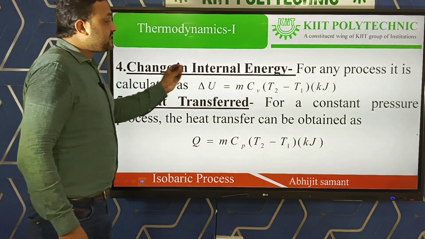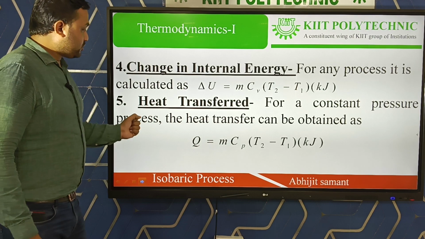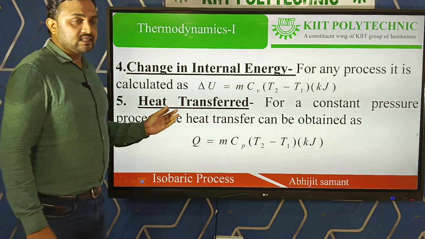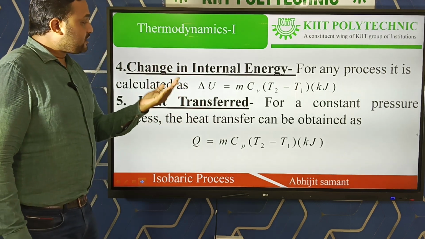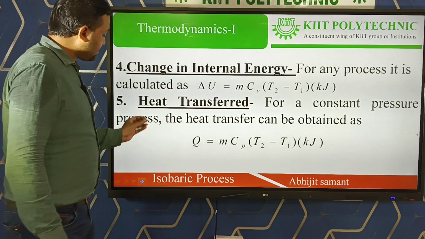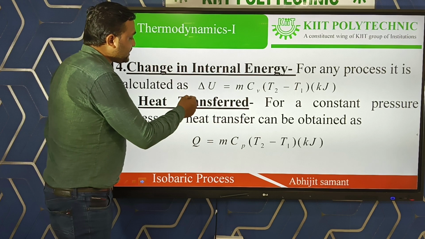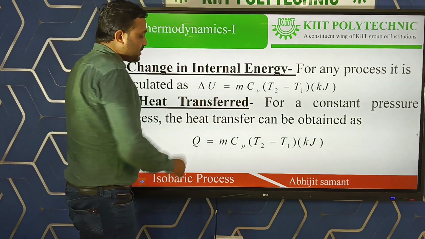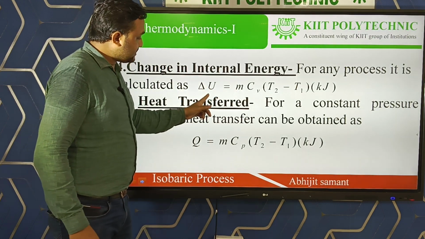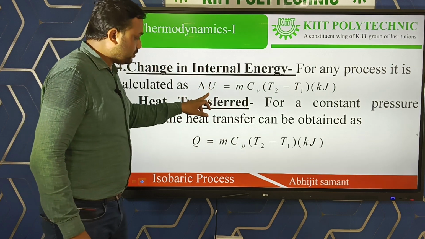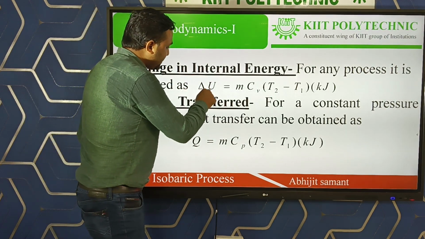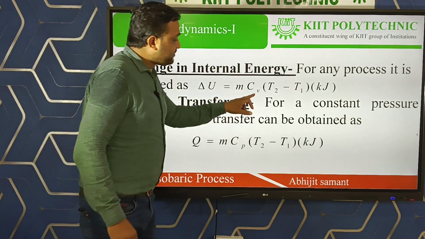Next is the change in internal energy for an isobaric process. Change in internal energy means the internal energy of the system changes when the system travels from one state to another. So what is the change in internal energy? Delta U stands for the change in internal energy. The internal energy symbol is U. So the change in internal energy is equal to m C V.